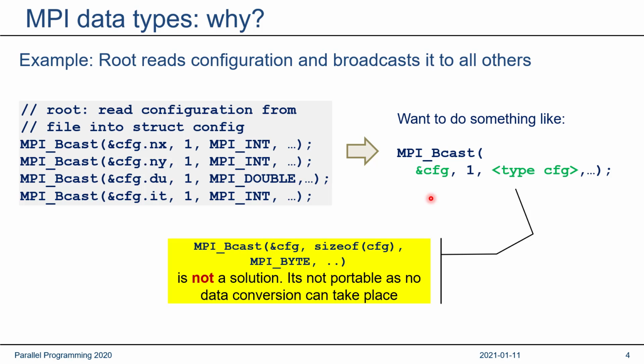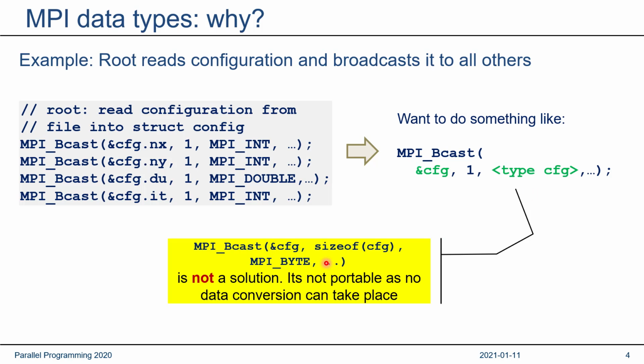However, it's not straightforward to do this because MPI is a library. It has no idea about the data structures that you have set up in your main program. And also the API doesn't really enable such a kind of thing, to make a data structure in the main program available to the library.